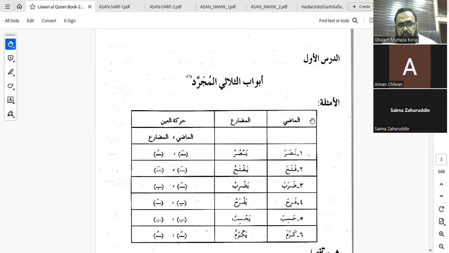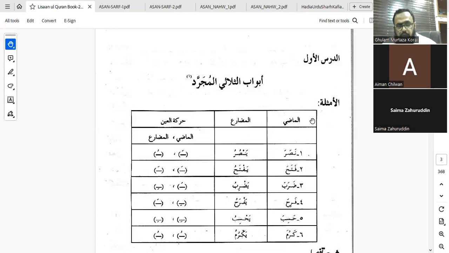So this is our second session where we are trying to reinforce or recall the learnings on the subject of sarf, that is morphology or the conjugation of verbs, and all the other things related to this topic. We'll try our level best to even have some sessions on recalling whatever we have learned on Nahw as well.